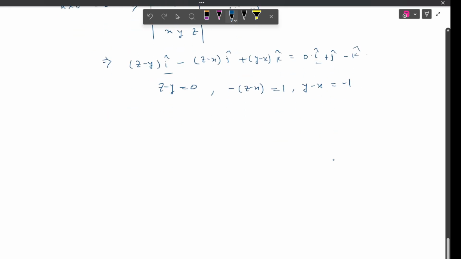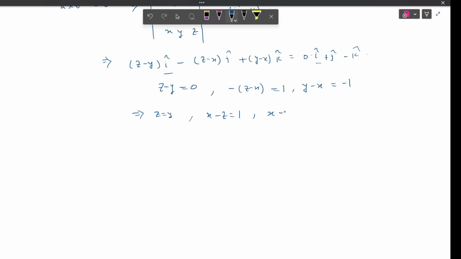Okay. So from this we can see that z and y are same, and this is, we can say, x minus z. If we take minus common, so we can say x minus z is 1, and if we take minus common, so x minus y is 1. Okay.